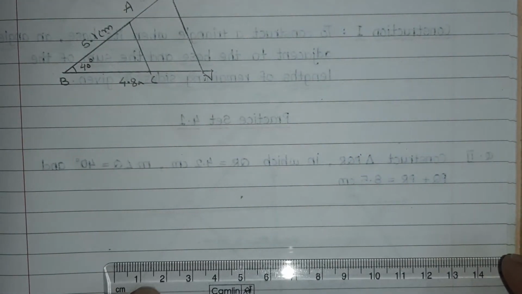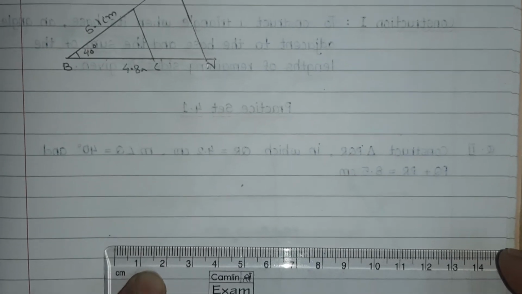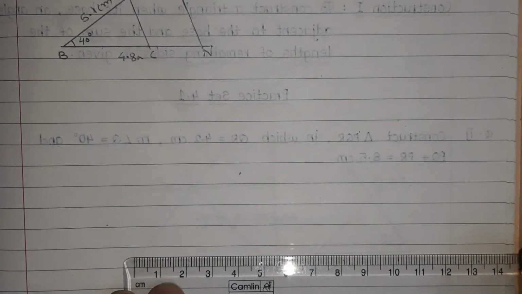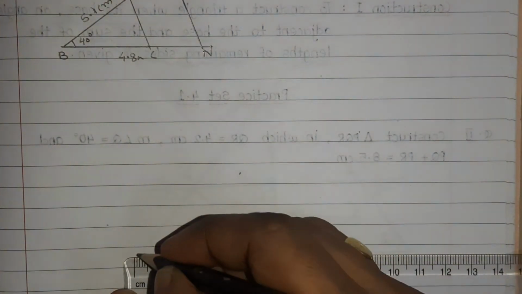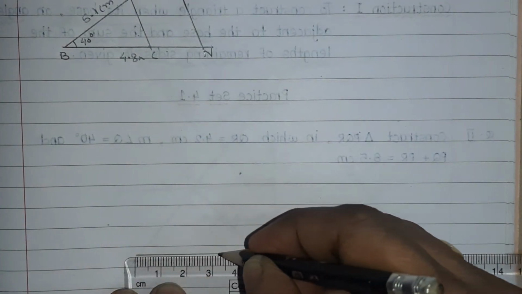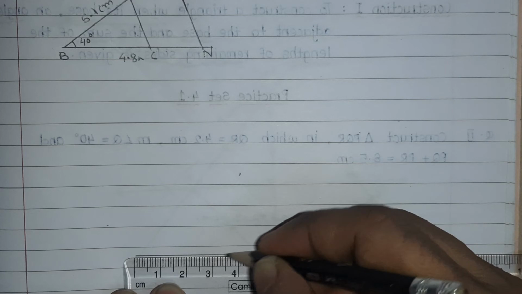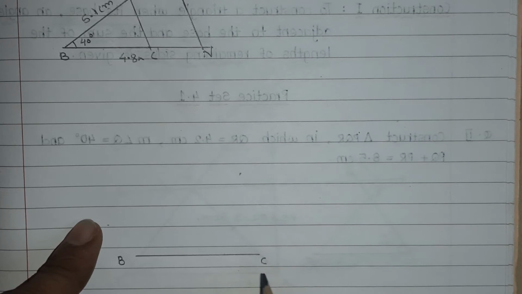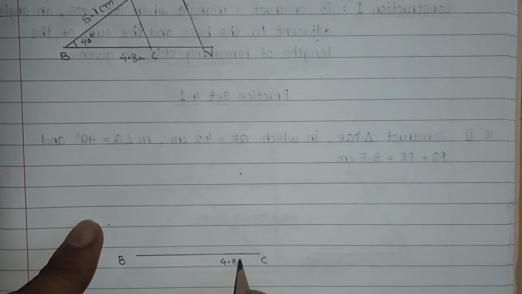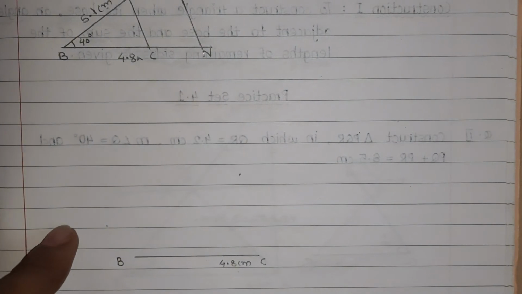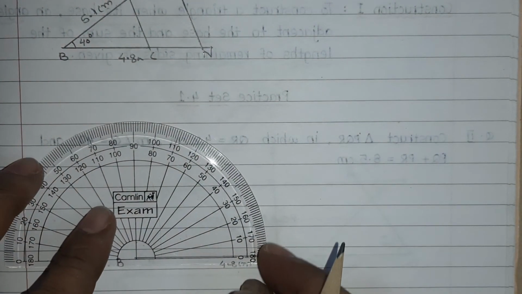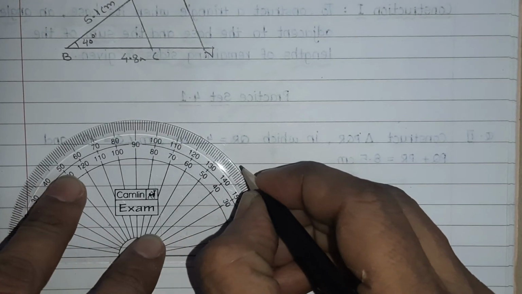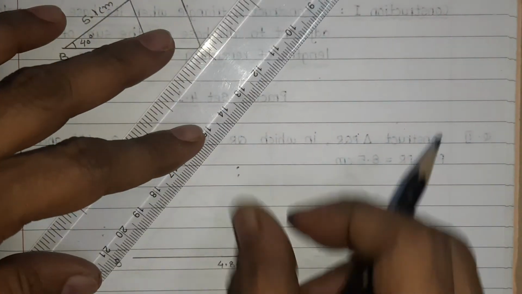Therefore dear student, first of all we have to draw the base BC. How much it is? It is 4.8 centimeter. This is point B, here it is C, and here it is 4.8 centimeter. Dear student, at the point B, the angle is of 40 degree. Therefore, we have to draw the angle of 40 degree like this. Produce this further.